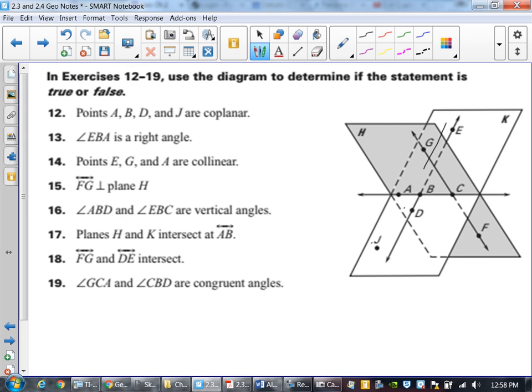Now, sometimes you will have information that says angle ABC or whatever is a right angle, but the diagram might not show it yet. So if you see that, then you would put that little box into the diagram if that information is given to you. But in this case, we don't know anything for it. So we go to the next one. Are points E, G, and A collinear? Remember, collinear means they're on the same line. Are those points on the same line?